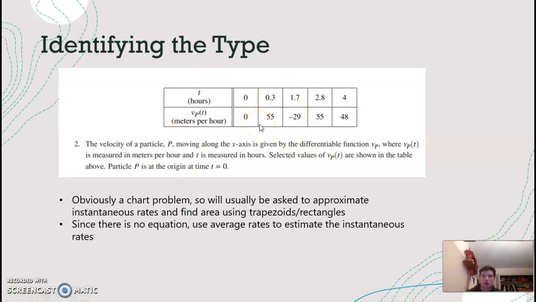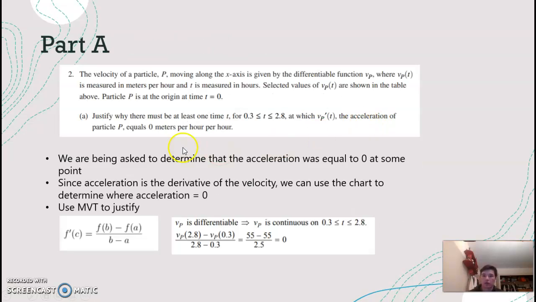Typically, we'll be asked to approximate instantaneous rates using the average rate, since we don't have a formula. Since there's no equation, we'll have to use the average rate formulas to approximate the instantaneous rates. And then we might also be asked to find the area using either trapezoids or rectangles, so Riemann sums or trapezoids. All right, so we'll just look at the first part of this problem.